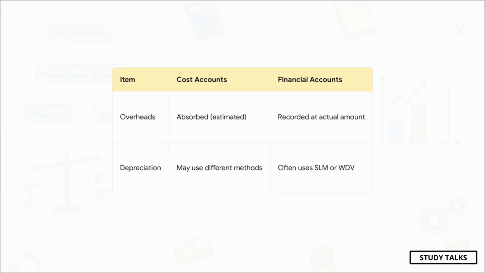This almost always creates a difference, which we call either over-absorption or under-absorption. Same story with depreciation. The cost accounts might use a machine hour rate because it makes more sense for production, while financial accounts will use SLM or WDV as the Companies Act tells them to. Different methods, different amounts, different profits.